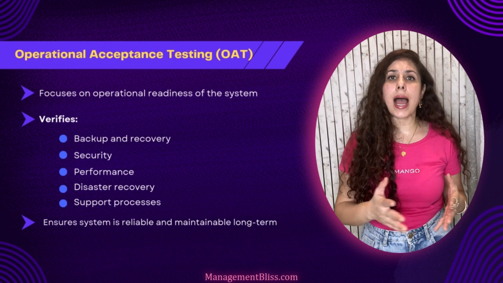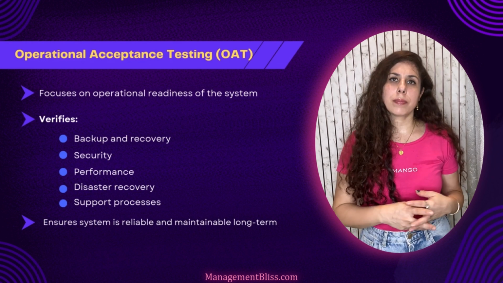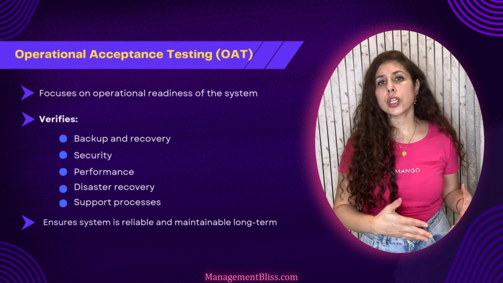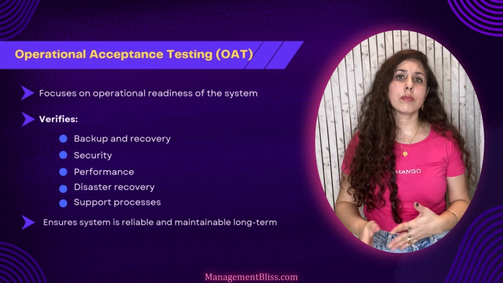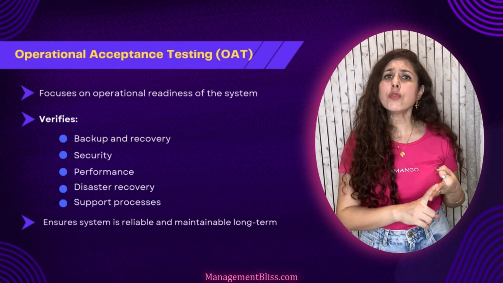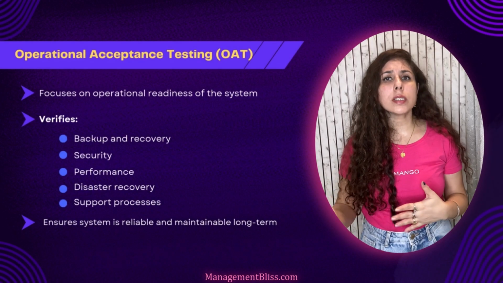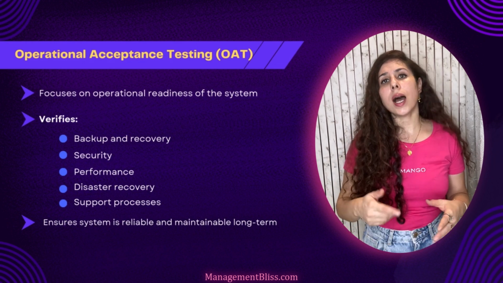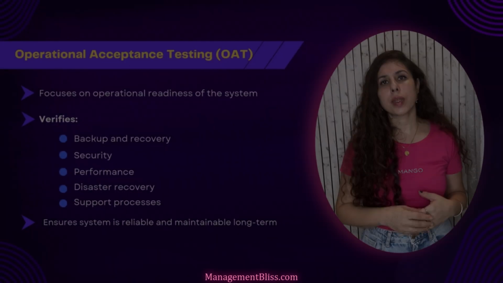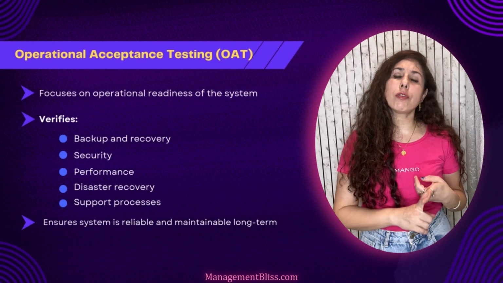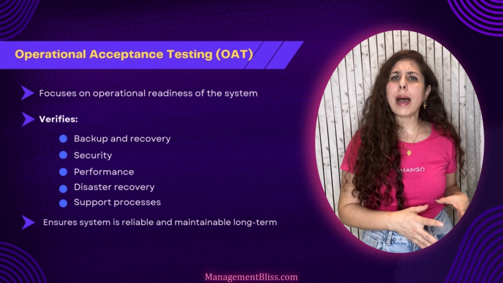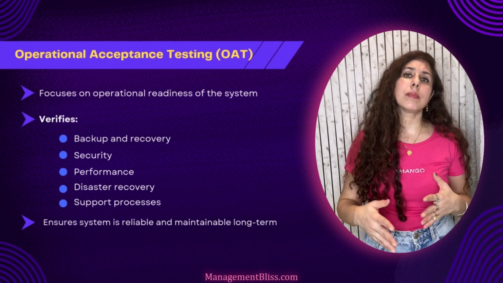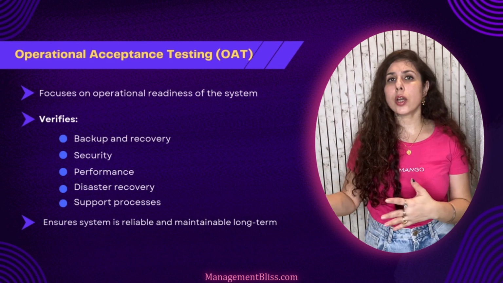In operational acceptance testing, we verify backup and recovery aspects of the software, like whether it can be backed up and restored without issues. Then security aspects of the software, like whether all the security measures are in place to protect the system from threats. We also focus on the software's performance to test whether the whole system performs well under the expected load. Then we also test the software for disaster recovery, like what happens if there's a major failure in the system, and if it can be recovered quickly or not.